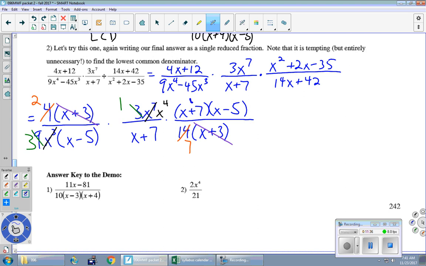Okay, continuing on the top, I see an x plus 7. Does not match there. It does match there. Let's get rid of it. x plus 7 here, x plus 7 here. If you want a placeholder, you can put a 1 there. And then finally, x minus 5 on the top matches nicely with this x minus 5 right here. So let's get rid of both.